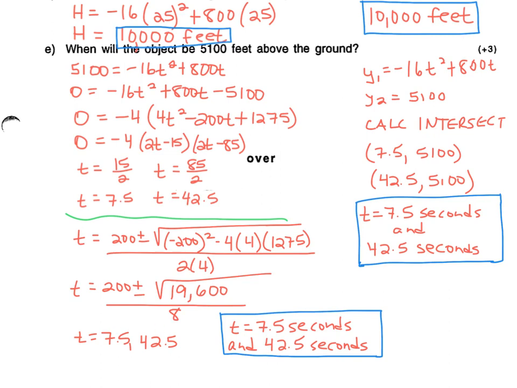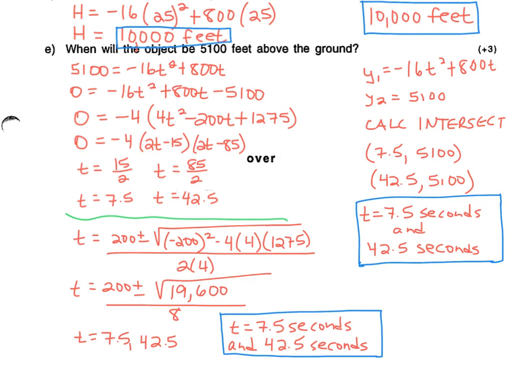So once you get it down to a single number underneath the radical for this one, you can plug it into your calculator. You don't have to worry about simplifying it more as a radical. Just plug it straight into your calculator and you'll get your 7.5 and your 42.5.